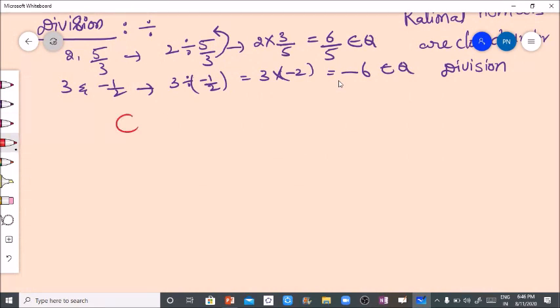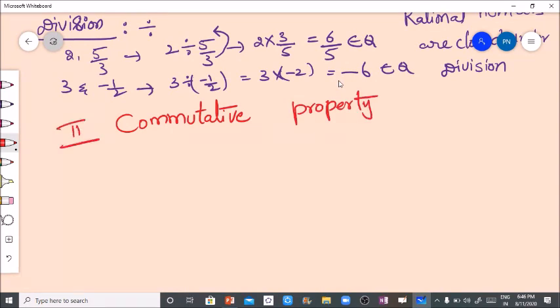Next property is commutative property. The commutative property states that the change in the order of two numbers on binary operations, maybe plus or minus or into or division, then the result is not changed. It means A plus B equals B plus A. The change in order.